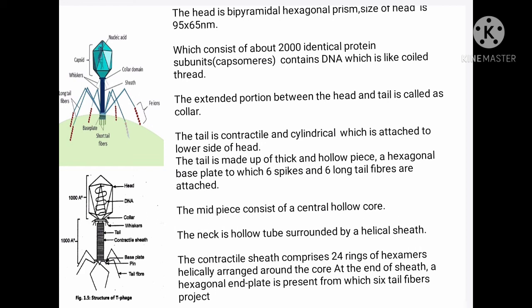The tail is made up of a thick and hollow piece, a hexagonal base plate to which 6 spikes and 6 long tail fibers are attached. The midpiece consists of a central hollow core. The neck is a hollow tube surrounded by a helical sheath. The contractile sheath comprises 24 rings of hexamers helically arranged around the core. At the end of the sheath, a hexagonal end plate is present from which the 6 tail fibers project.